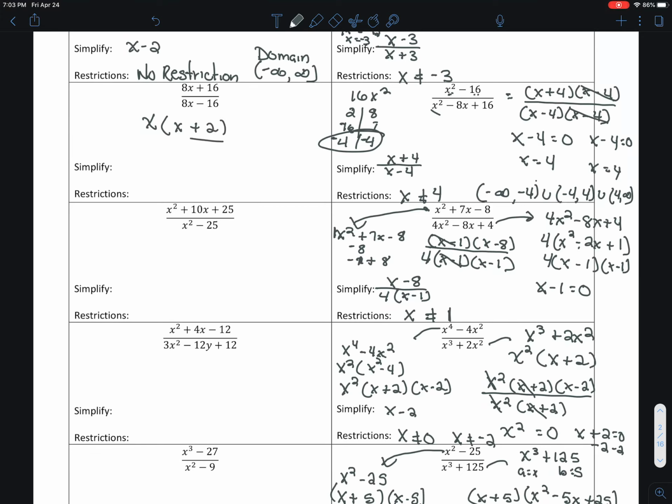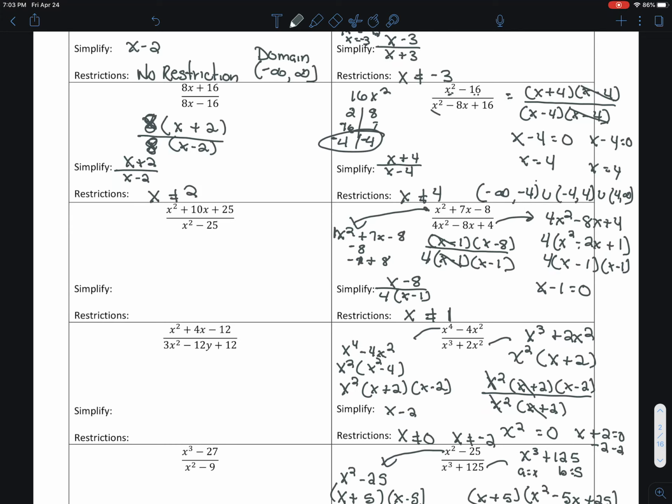x plus 2, and this would be 8. That would be 8, x minus 2. So it would simplify to x plus 2 over x minus 2, and my restriction is x cannot equal 2.